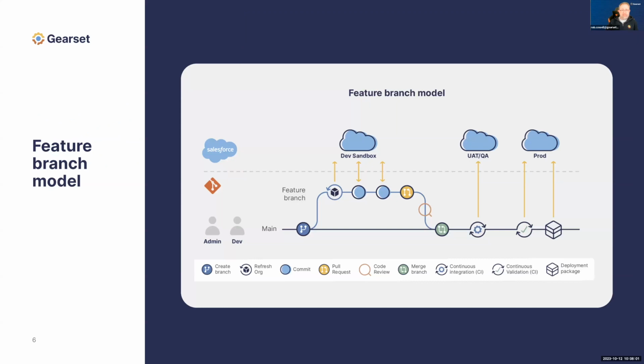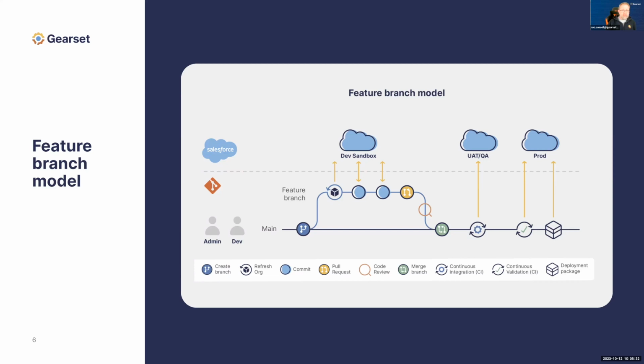Now, this is the simplest model, and it's also the one that we tend to recommend as a good starting point. With a feature branch strategy, the latest version of your metadata is stored on the main branch, and that should ideally always be in a state that's ready to release. It's your only long-lived permanent branch. When someone wants to develop a feature or a fix, they create a new branch from main and work on that branch. Once the feature is done, the branch is then merged back into main.